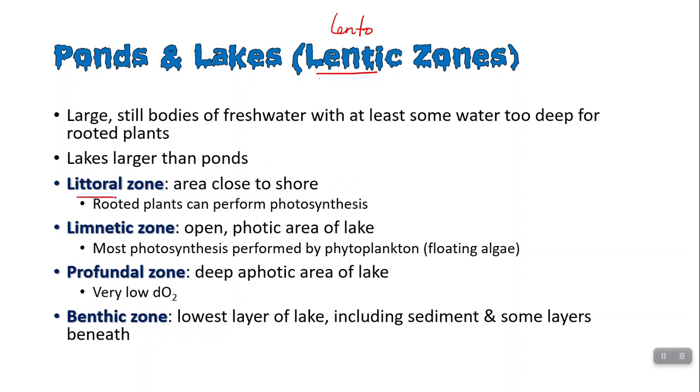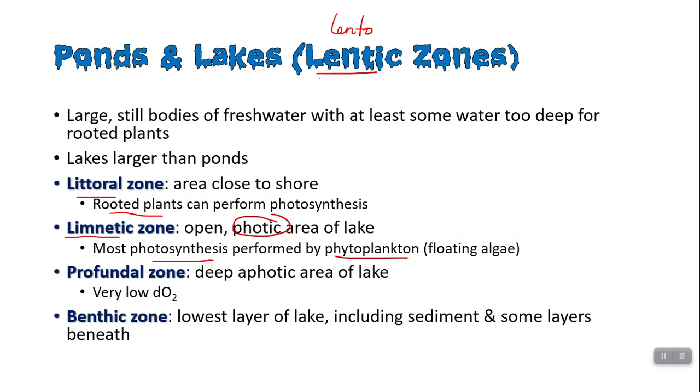There's the littoral zone, which is close to the shore. Usually you'll have plants growing here. They'll be performing photosynthesis, supporting a food chain. The limnetic area is the open area of the lake, so away from the shore, but it's also the photic area. So you will have photosynthesis happening here. It's usually done by phytoplankton, which are floating algae.